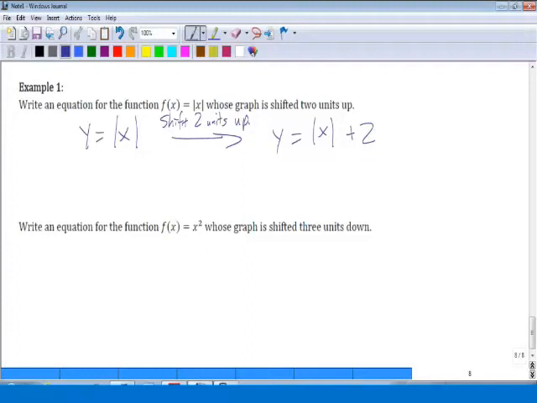Write an equation for the function f of x equals x squared shifted 3 units down. Well, we begin with y equals x squared, and we want to shift 3 units down. We take the right-hand side, and we do what? We subtract 3. Just like that. And that will shift the graph 3 units down. We did that a moment ago and looked at the picture.